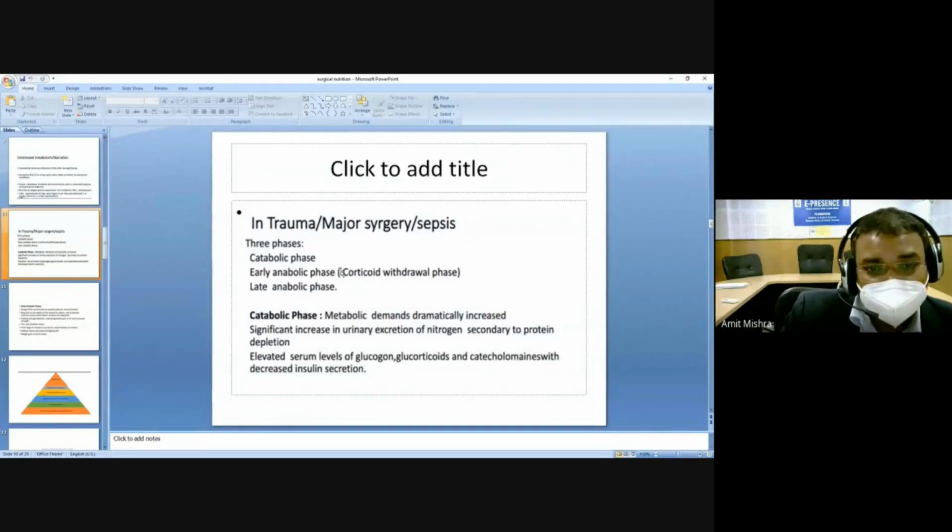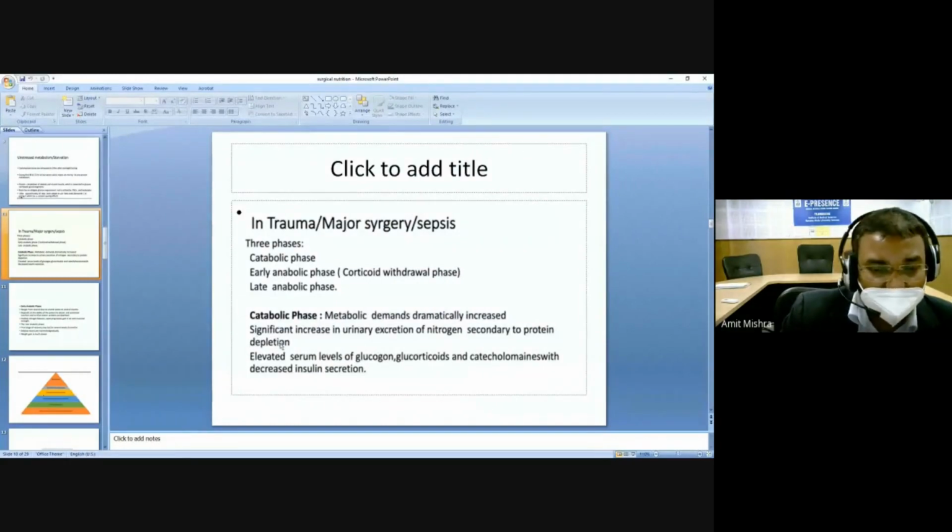The early anabolic phase can also be called the corticoid withdrawal phase. The catabolic phase is the first phase, immediately after surgery, where the metabolic demand dramatically increases, and there is a significant increase in the excretion of nitrogen secondary to protein depletion.